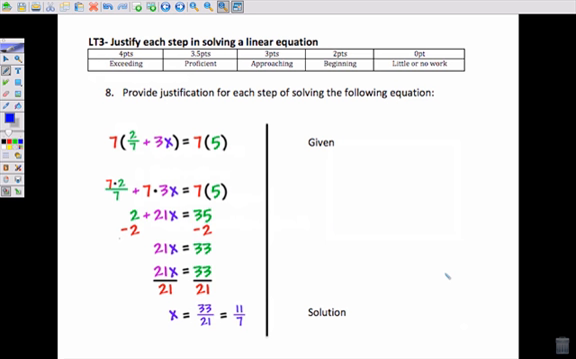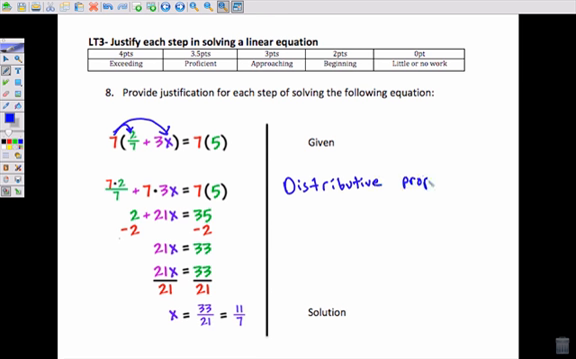Learning target 3. Again, this one went pretty well for the most part on the test as well. The first step here is just using distributive property. So we've got this 7 times each part on the inside. So your first thing that you needed to have here was distributive property.